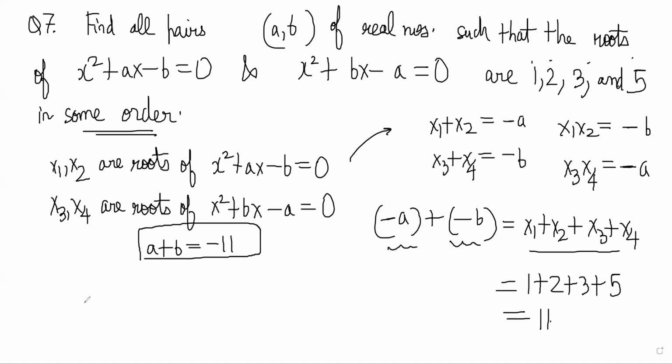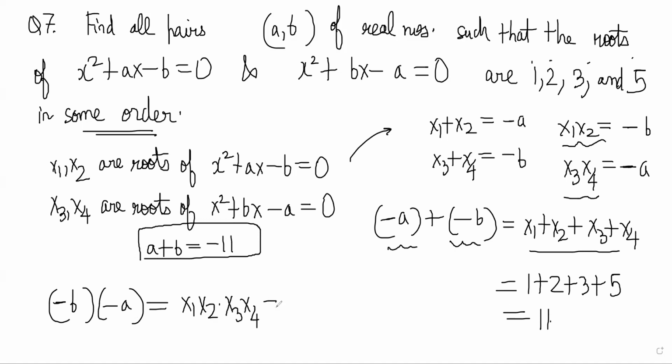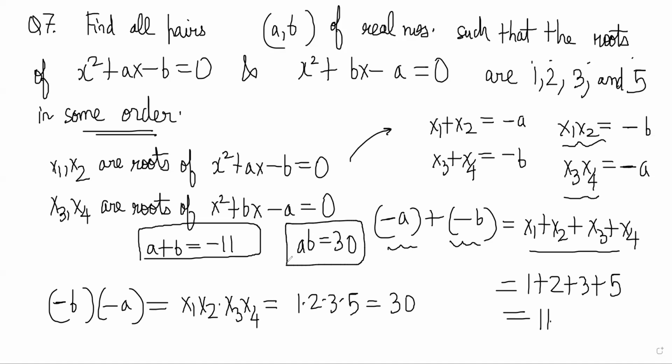And from the other condition, what is the product of the roots? Minus b times minus a. Now we'll use this result. So that is equal to x1 x2 times x3 x4, and that is simply 1 into 2 into 3 into 5. That is 30. So we get AB is equal to 30. So we are getting the conditions a plus b is equal to minus 11 and AB is equal to 30.